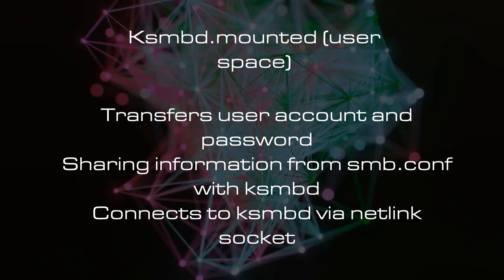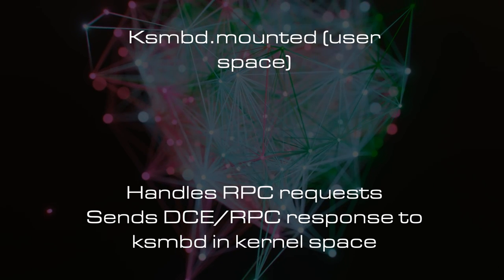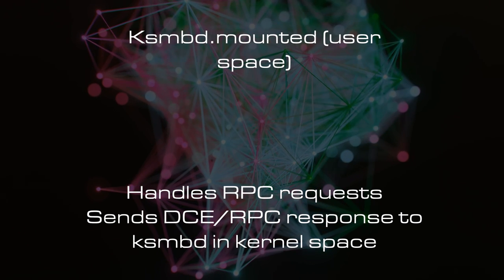The other part of it is ksmbd.mountd. That runs in user space. That transfers the user account and password to the kernel module to allow for the connection request to be assigned to a user. Also, the sharing of information from an smb.conf file is with KSMBD, and that connects KSMBD to a netlink socket. As far as the smb.conf file, it's the same as Samba, so you don't have to make any changes to it. So ksmbd.mountd also handles the RPC requests. It sends DCE RPC responses to the KSMBD in the kernel space.